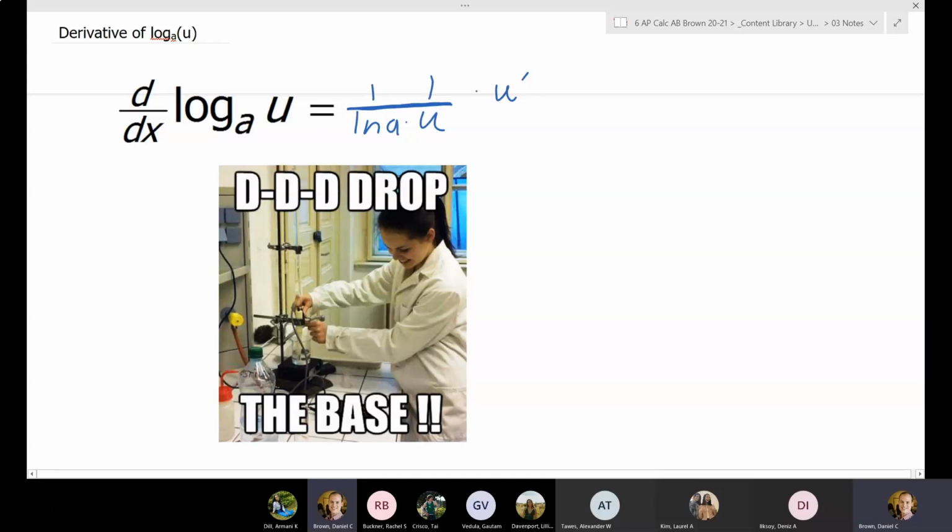So that is going to be the derivative when you have a log of a base that's not e, so a non-natural log problem.